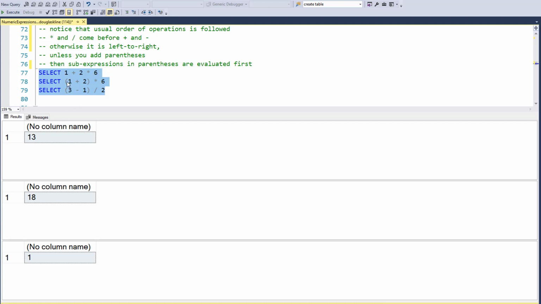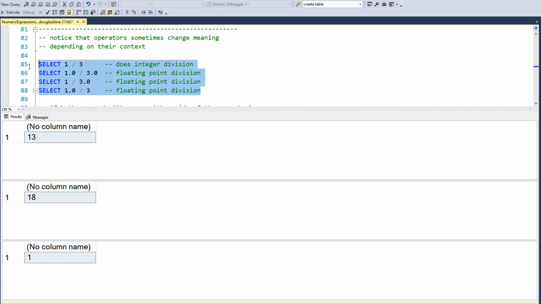If I want to affect that, what I can do is affect the order of operations. I can use parentheses and do the 1 plus 2 first and then multiply it by 6. So this is 3 times 6 would give me the 18. Or I could do 3 minus 1 and make sure that happens first and then divide by 2, giving me the 1. So the normal order of operations is followed as you might have learned in algebra or in spreadsheets. Otherwise, it's left to right unless you affect the order of operations by parentheses. In that case, the sub-expressions in the parentheses are evaluated first.